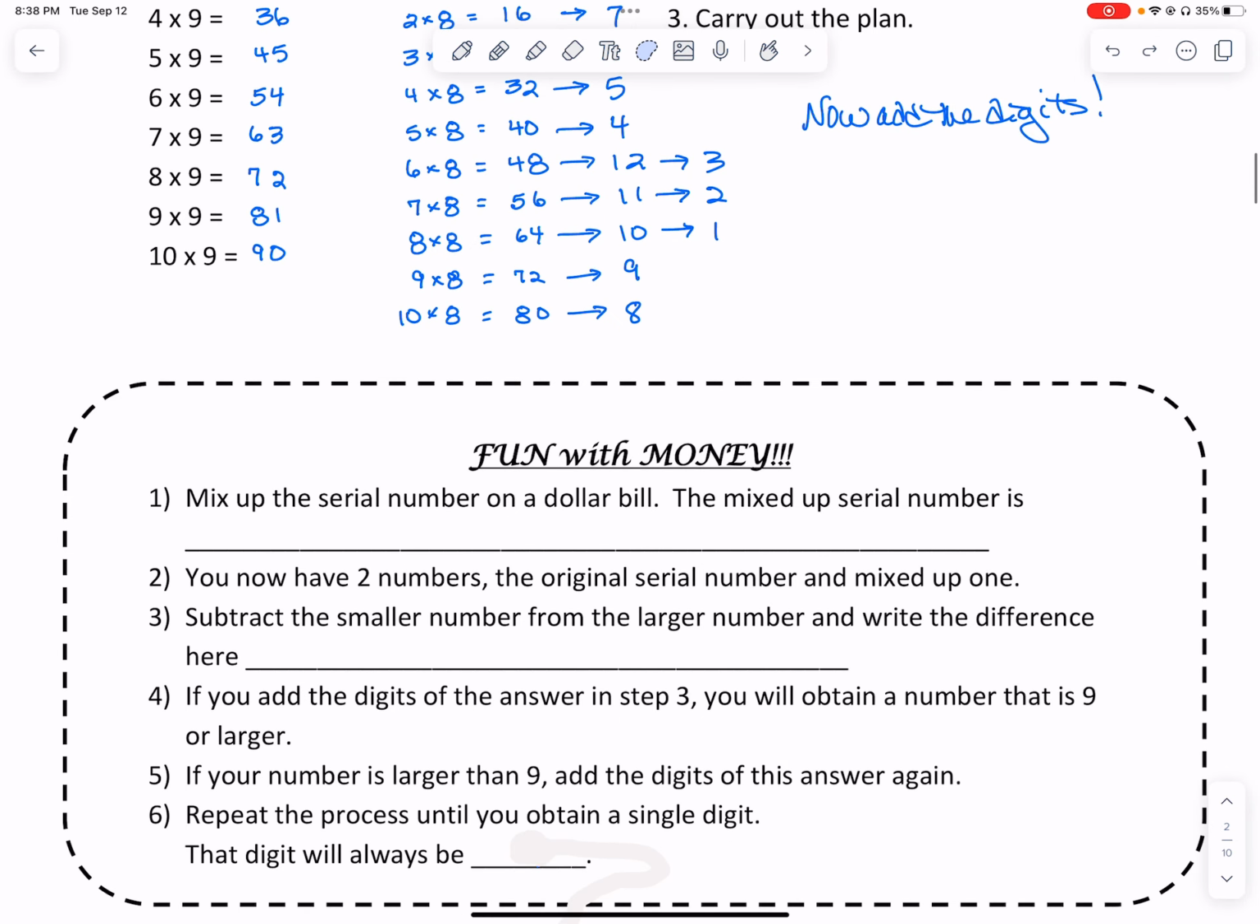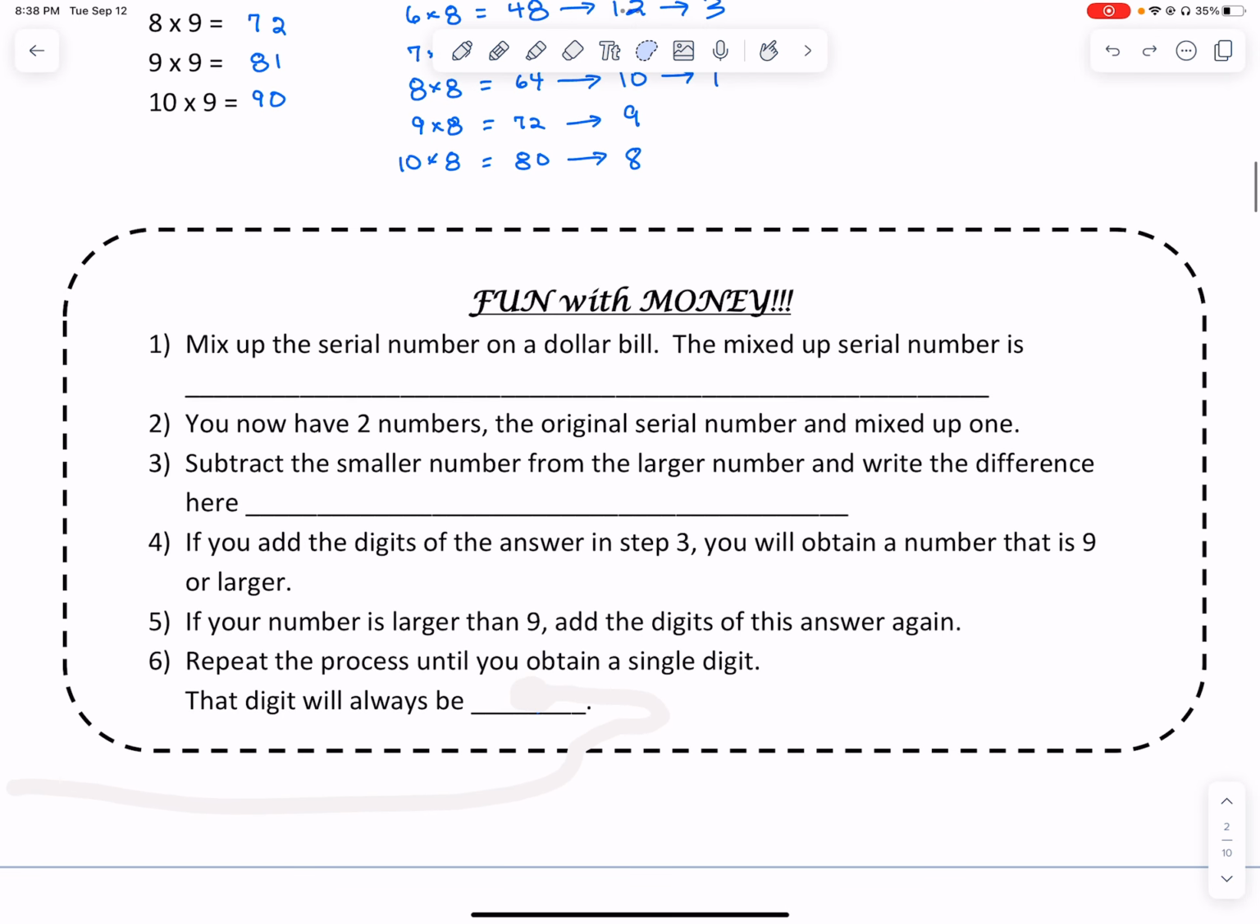Here's another one that's pretty cool. If you have real money, of course, y'all are going to be teachers, so none of us have money. But anyway, you could pull out a dollar bill. Give all your kids a dollar bill. Okay, could get expensive. But if you did, you could take out a dollar bill, and this is really cool.